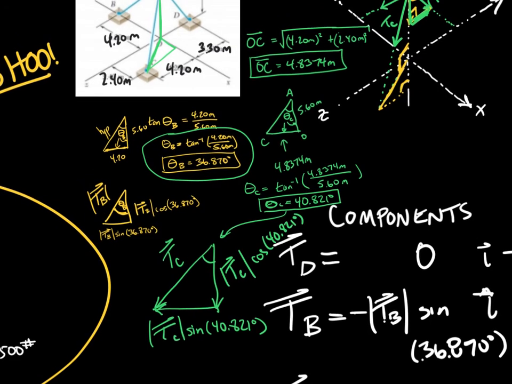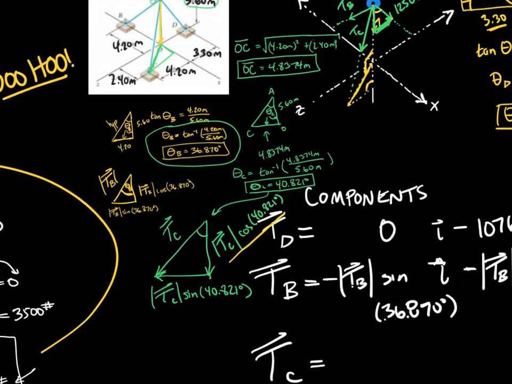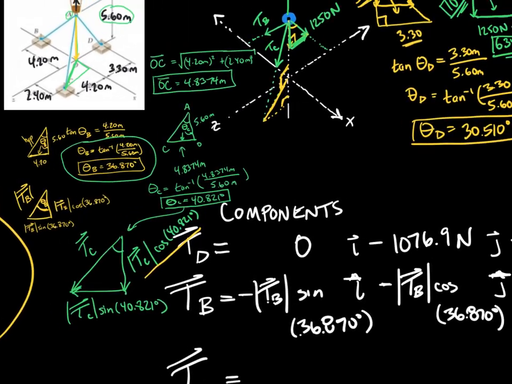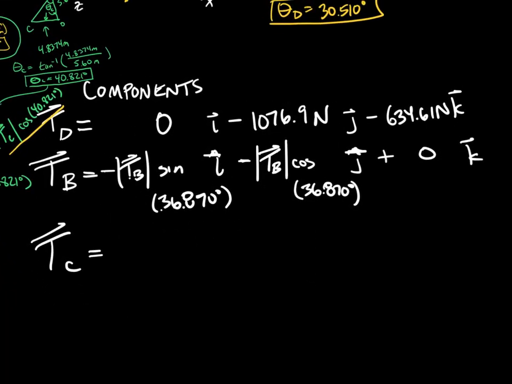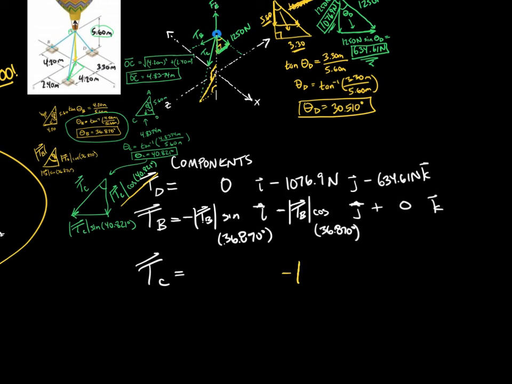All right, so I'm going to try to compare these sides here. So this one right here is right here. Okay, that's really helpful, right? That is our number. So if I go over to where I'm keeping track of all the components, that is in the negative y direction. Yeah, the negative y direction. So we're going to have negative TC cosine of 40.821 degrees, J.